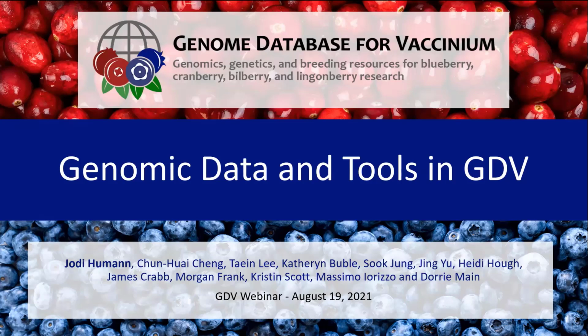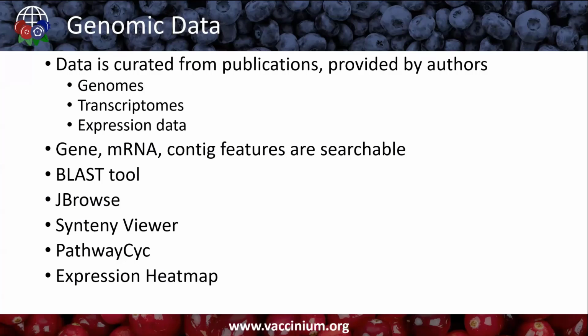So for the genomics tool, we have mostly genome and transcriptome data. And again, this is curated from publications or provided by the authors pre-publication. We do a lot of the genomes that are provided pre-pub. We do limit how much access to the genomes there is before publications, and that is up to the authors as to what that is.